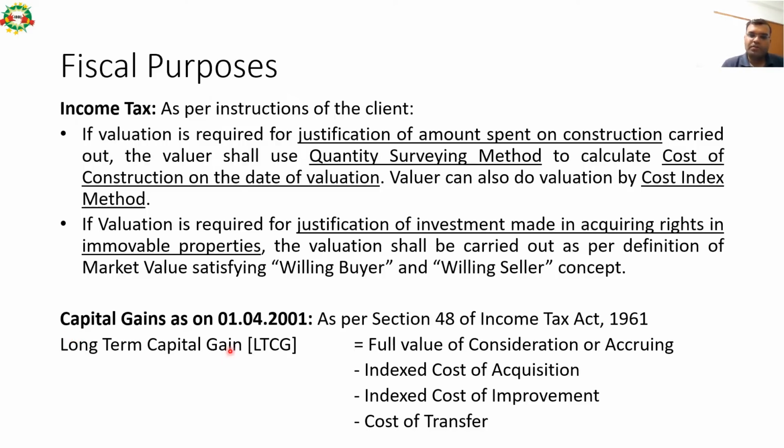Capital gain as on 1st April 2001, as per section 48 of the Income Tax Act 1961. Long-term capital gain, also abbreviated as LTCG, is equal to full value of consideration or accruing minus indexed cost of acquisition minus indexed cost of improvement minus cost of transfer. So we'll further understand this formula in session number 3 of the current playlist.